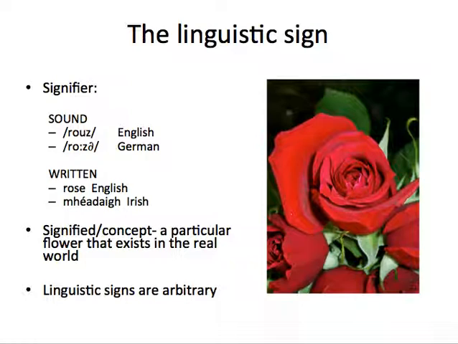flower. And in other languages, we can have a different sound. In German, rosa refers to the same concept, but they're different sounds. And then if you look at the written form, there's the written form rose, and contrast that with the Irish form of the written form of rose, and I'm not going to pronounce it because I can't. So what we're saying here is that there are many different signifiers which can all refer to the same real world concept of a rose.